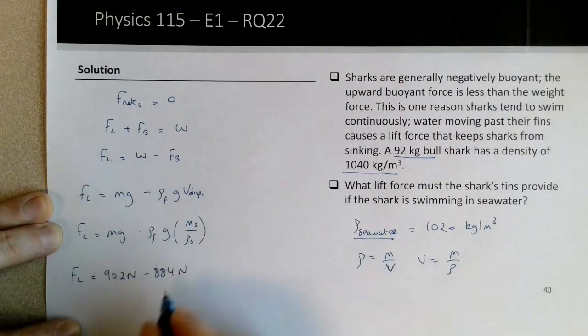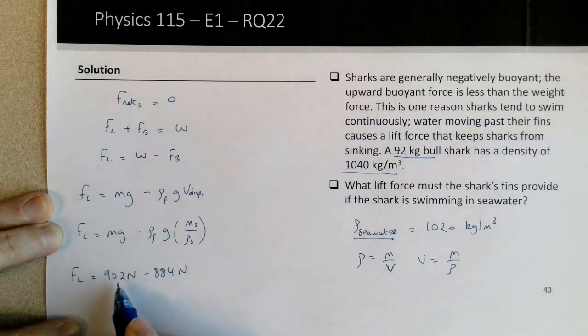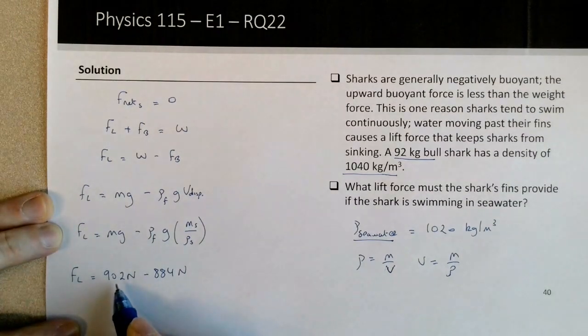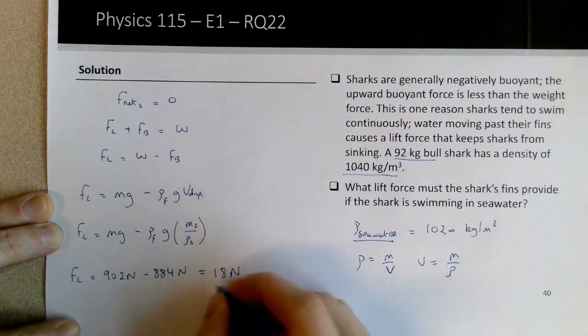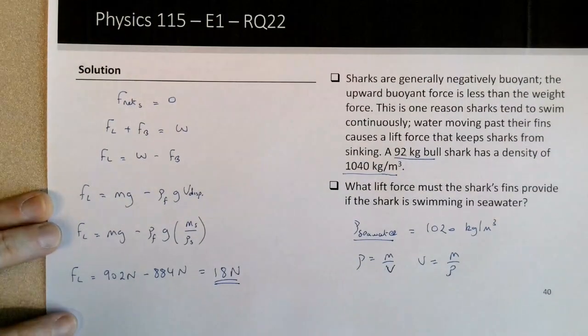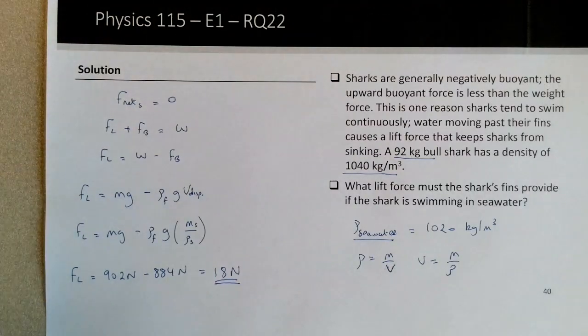So again, this shows that the buoyant force is not enough to balance out the weight. That gives us a difference of 18 newtons. So the shark needs an 18 newton lift force, due to its movement through the water.